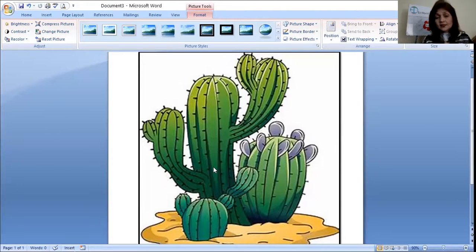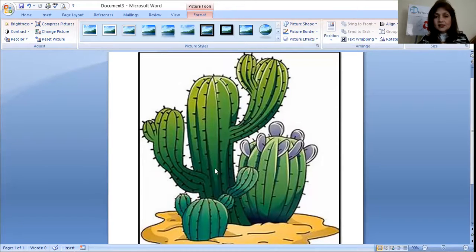And where does a cactus plant grow? It grows in the desert. Why? Because it can adapt itself. Now, you know what happens in the desert? You don't have that much water over there. So this plant can survive in the desert. So it can easily live in the desert.